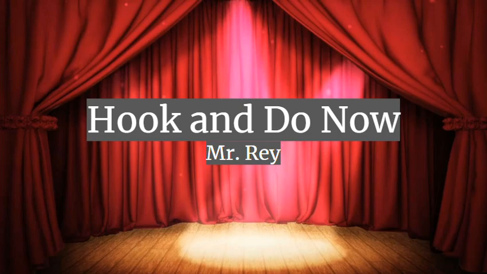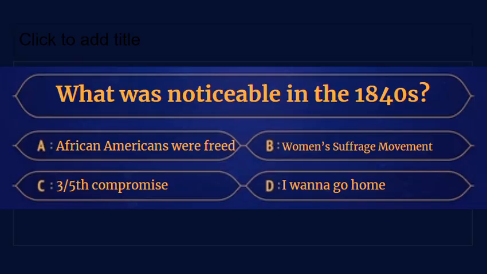To start off with our first question, what was most notable in the 1840s? A. African Americans were freed. B. Women's suffrage movement. C. The Three-Fifths Compromise. Or D. I want to go home.